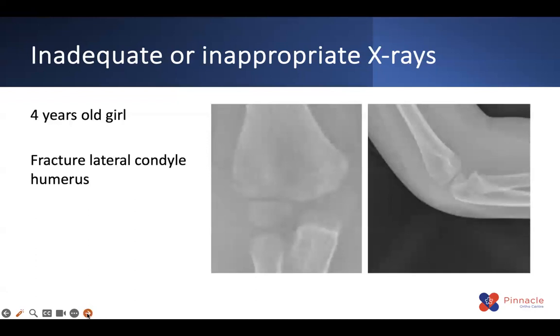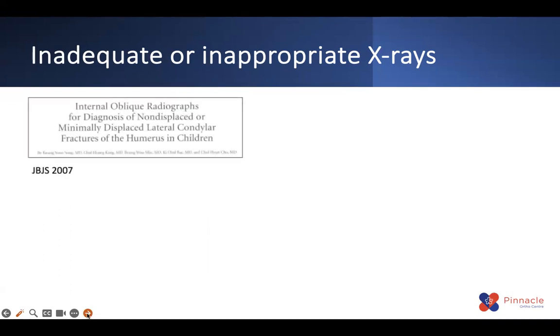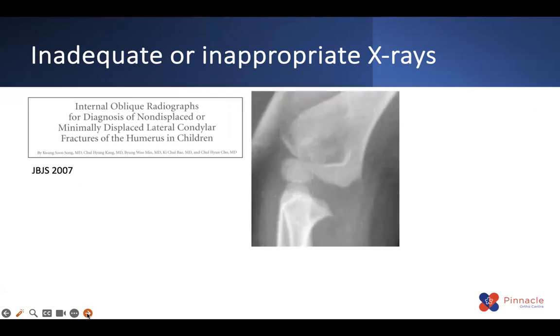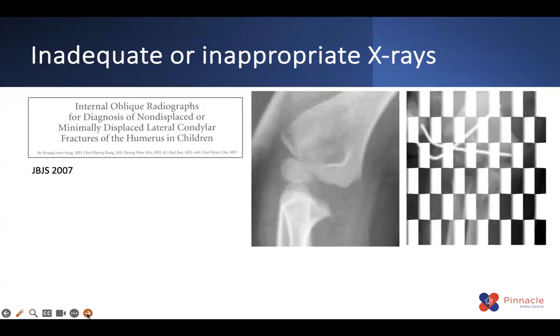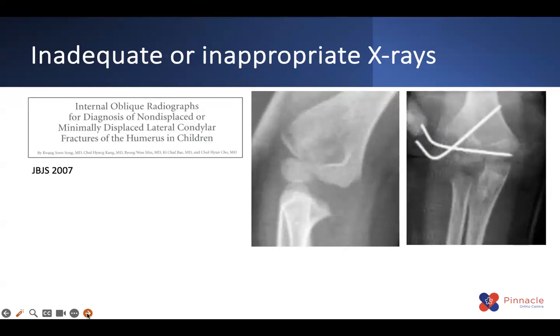Now, this is a 4-year-old girl, fracture of lateral condyle humerus. And this seems to be an undisplaced fracture, what we call as a Song type 1 fracture, and which can be easily treated with just a cast in situ. However, in lateral condyle fractures, it is known that in order to assess the displacement accurately, internal oblique radiographs are necessary. Therefore, an internal oblique X-ray was obtained in this particular case, and this showed that the displacement was much more than assessed on AP and lateral X-rays. So this was actually a Song type 3 fracture, which required a close reduction and K-wire pinning.